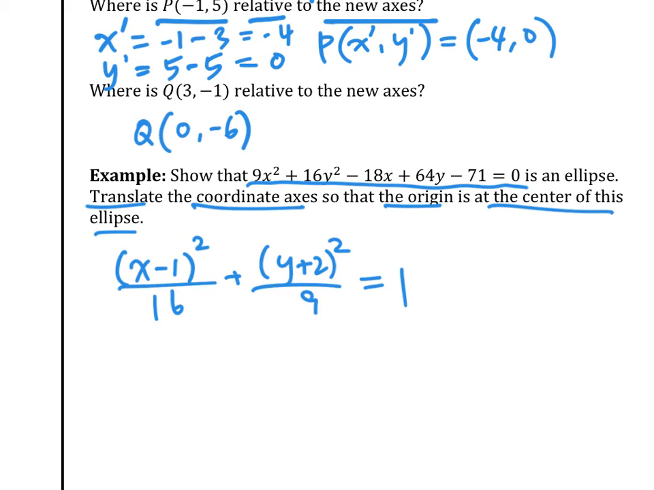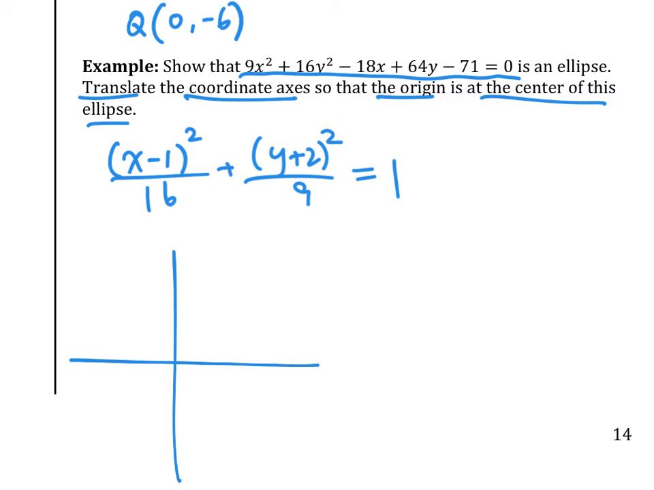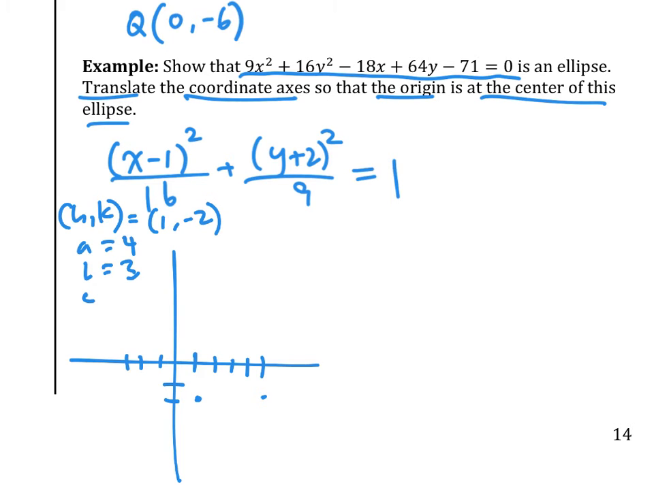So this is the ellipse, and if we draw it out so you can see this a little better, this ellipse has a center at (1, -2), and this is a horizontal ellipse. Okay, let's write down h, k, a, b, c. So (h, k) is (1, -2), a is 4, b is 3, and we really don't need c, so I'm going to skip that for now. So a is 4, so we go 4 to the right and to the left. And then b is 3, up 3, down 3.